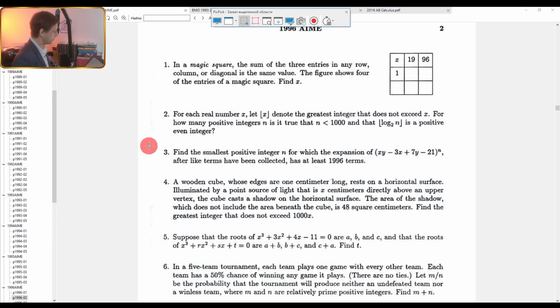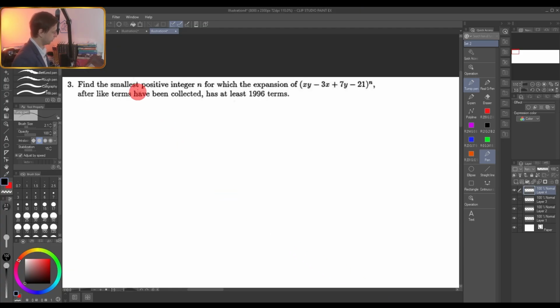Okay, let's solve number 3. It's a very short and pretty simple problem. So find the smallest positive integer n for which, if you expand this expression and you add like terms, at the end you will have 1996 different terms after expansion. So you need to find the smallest positive integer n for which, if you expand all of that and you add like terms, eventually you will end up with 1996 different terms, at least 1996, maybe more.